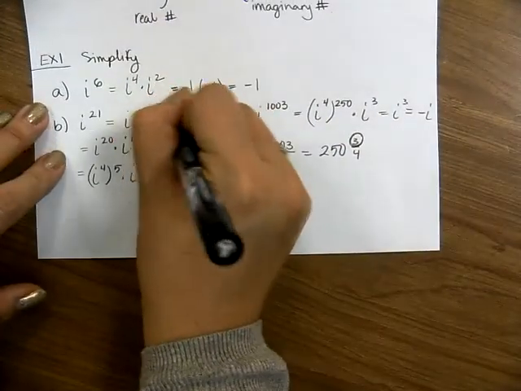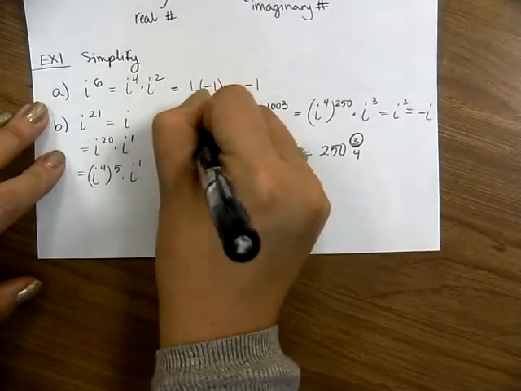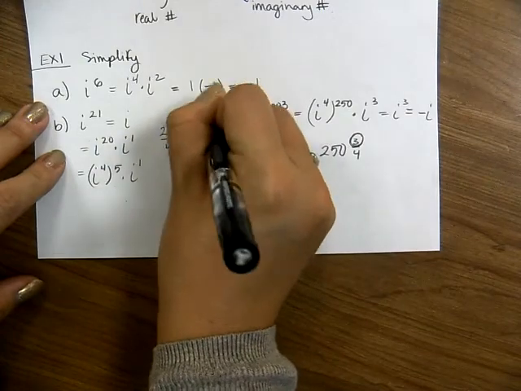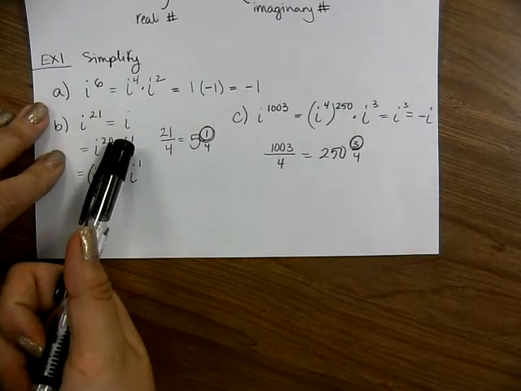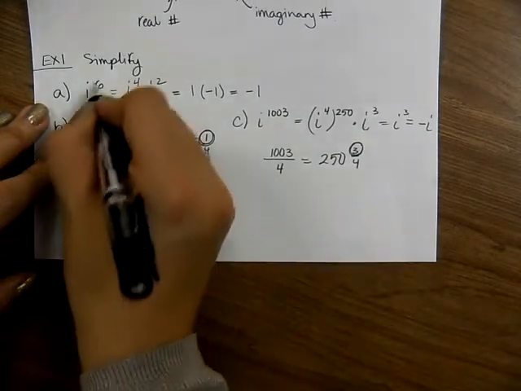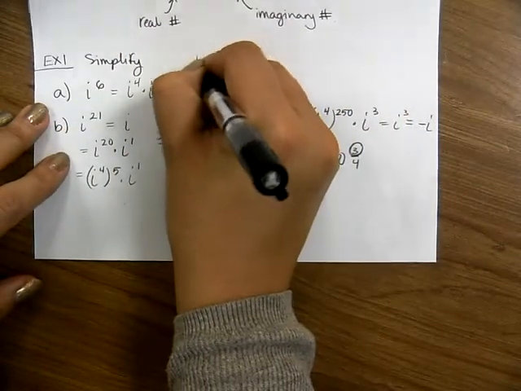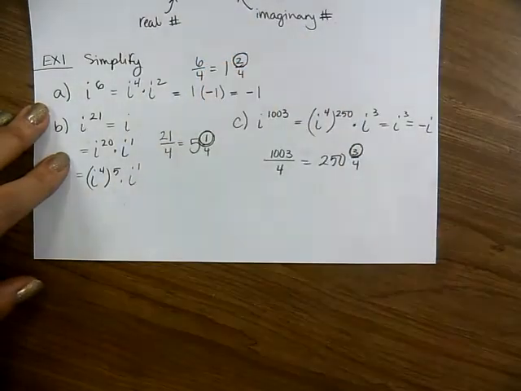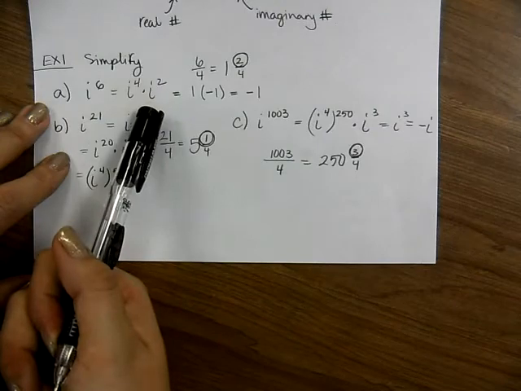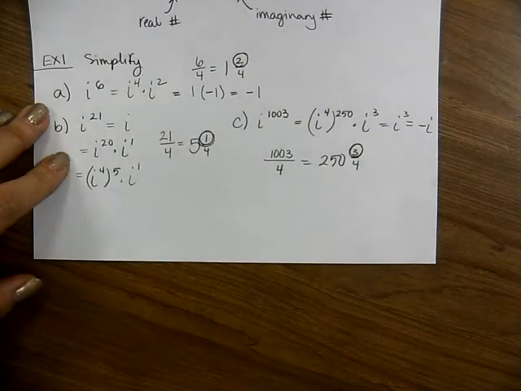If you had 21 and you divided it by 4, then you got 5 and 1/4. The remainder is what we care about. The remainder is 1. i to the 1st is i. Go back to this simple one. 6 divided by 4 gives us 1 and 2/4. 2 is our remainder. That gave us i squared. i squared is equal to negative 1.